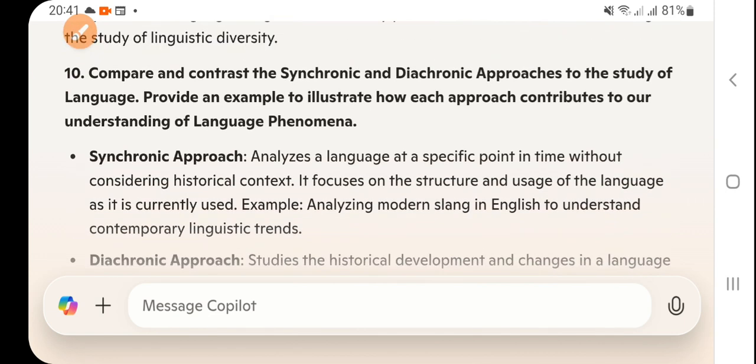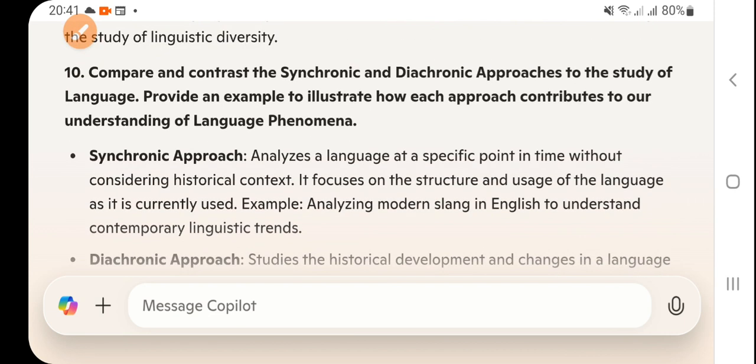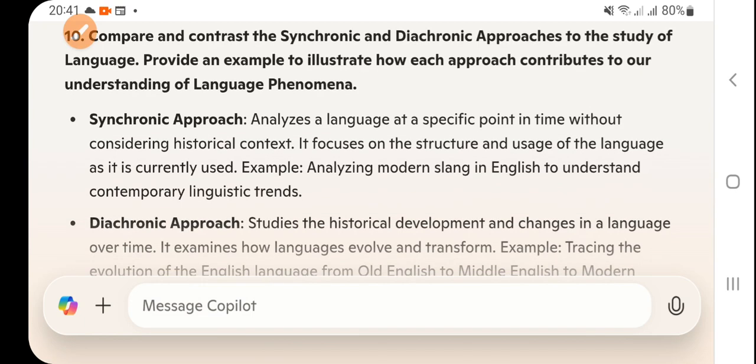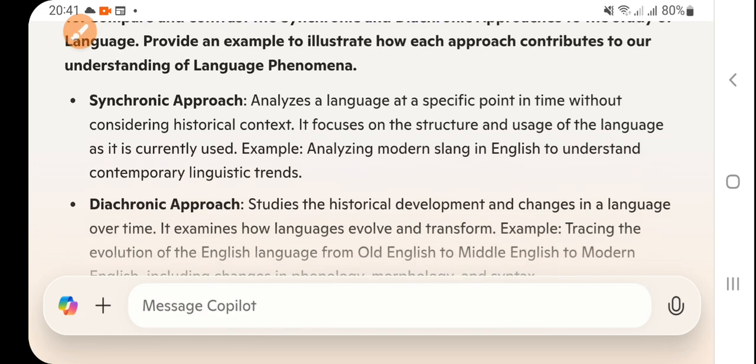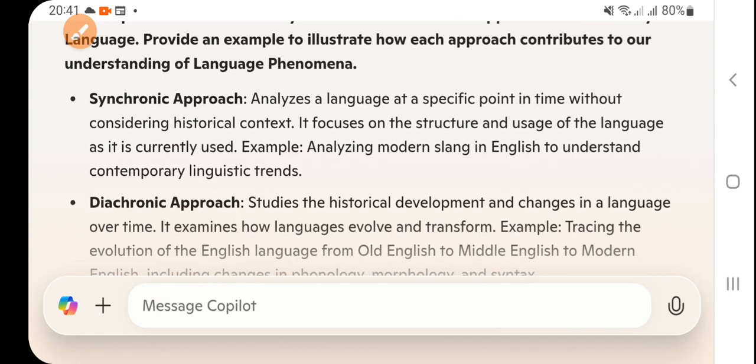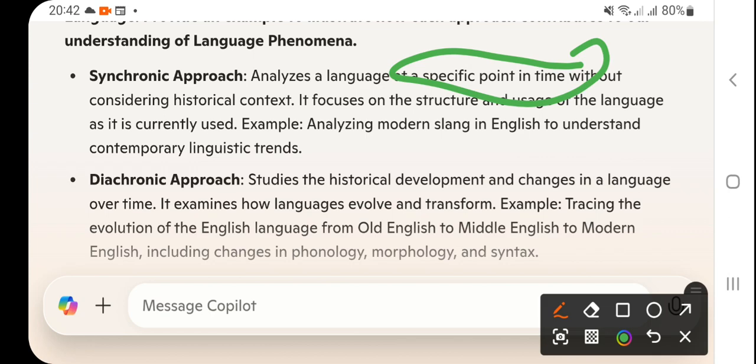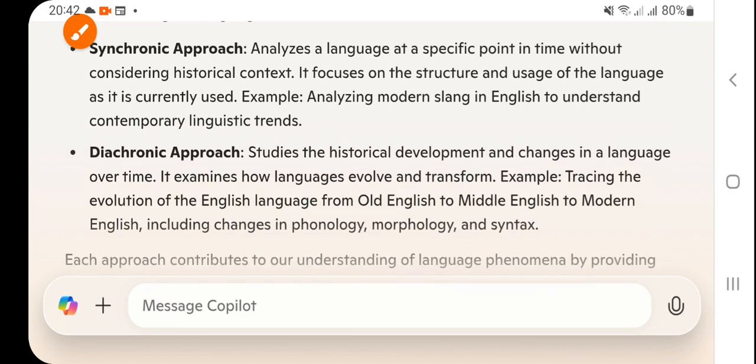Now the next question is: compare and contrast the synchronic and diachronic approaches to the study of language. Provide an example to illustrate how each approach contributes to our understanding of language phenomena. The synchronic approach analyzes language at a specific point in time without considering historical context. It focuses on structure and usage.